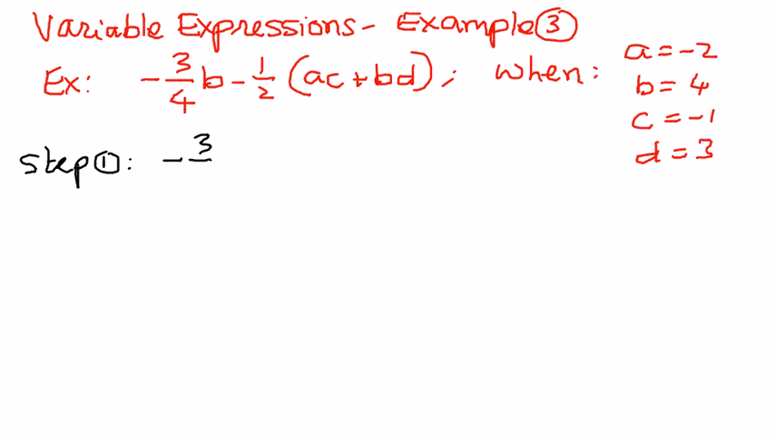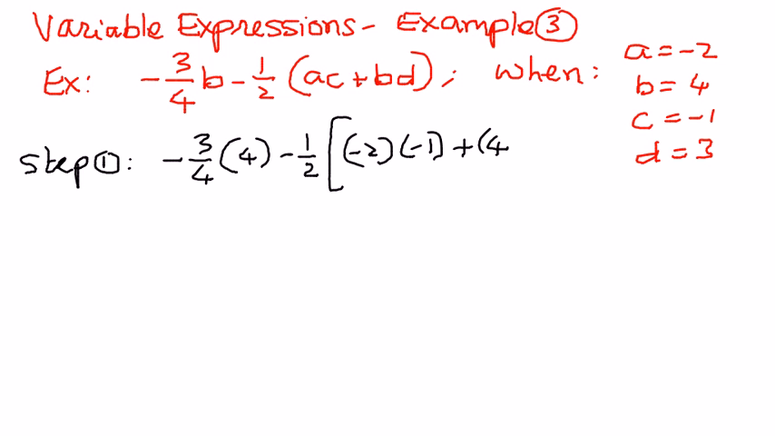Negative 3 over 4, the value of B is 4, minus 1/2 of, the value of A is negative 2, the value of C is negative 1, we'll put them in parentheses that way, plus the value of B is 4, and the value of D is 3, we'll close the brackets.